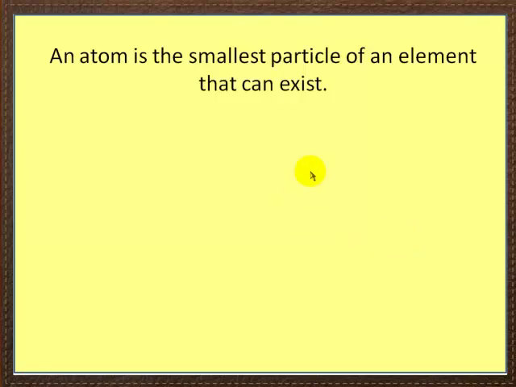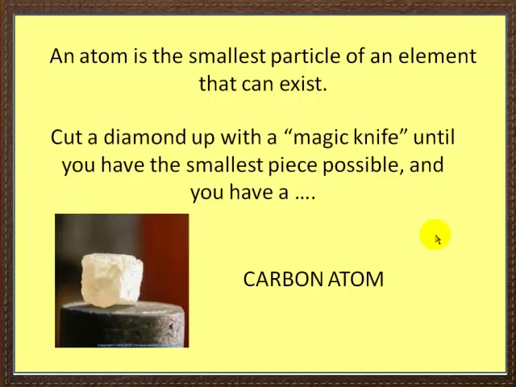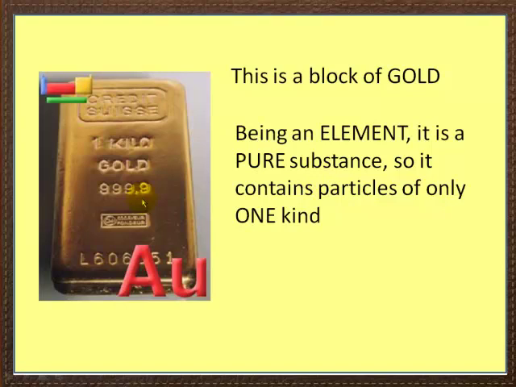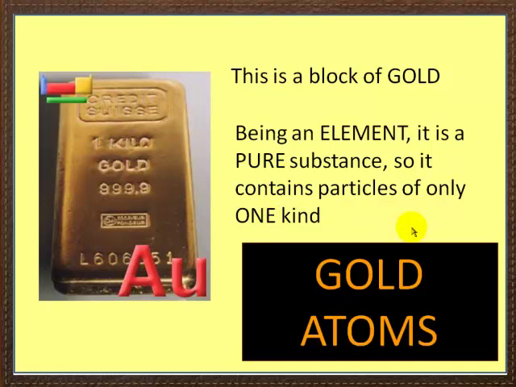Now the atom, by definition, is the smallest particle of an element that can exist. Suppose you've got a very special knife and you can cut up a diamond to the smallest piece possible. Imagine cutting it and cutting it and cutting it. You'd be left with a carbon atom. So a diamond consists of carbon atoms. Suppose you do the same thing with a block of gold. Being an element, it consists of only one type of atom. So gold is a pure substance, and this only contains gold atoms.